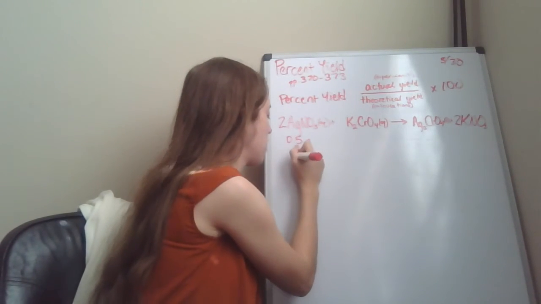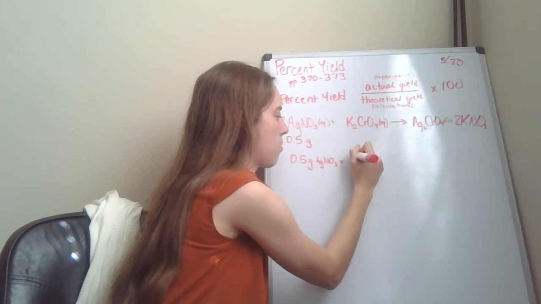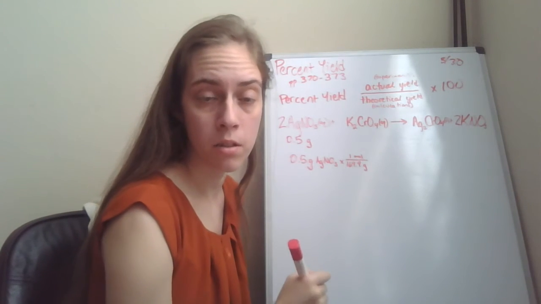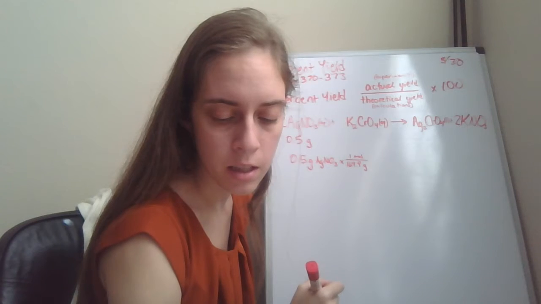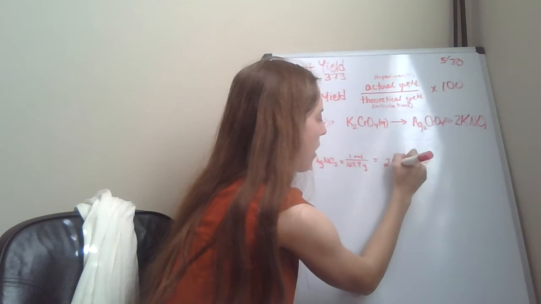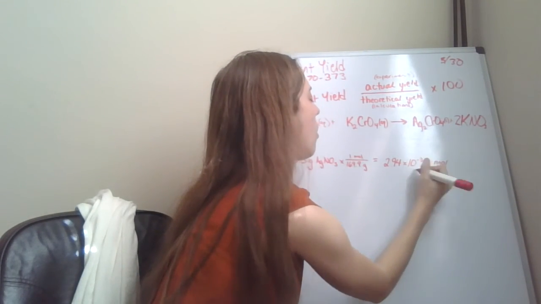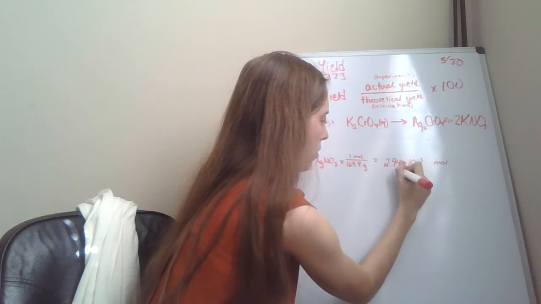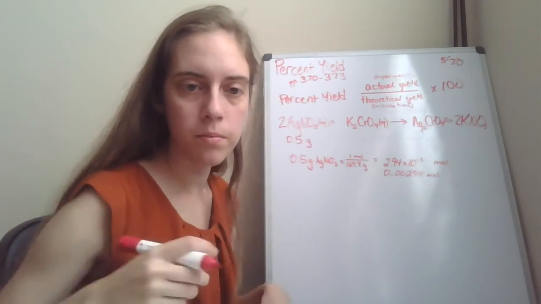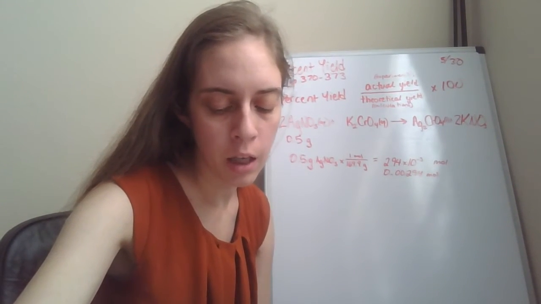Okay, so we do 0.5 grams of silver nitrate times 1 mole over 169.9 grams. And remember, that's our molar mass of silver nitrate. And then that's going to equal, well, your book writes it in powers, so it's going to equal 2.94 times 10 to the negative third moles, or 0.00294 moles.